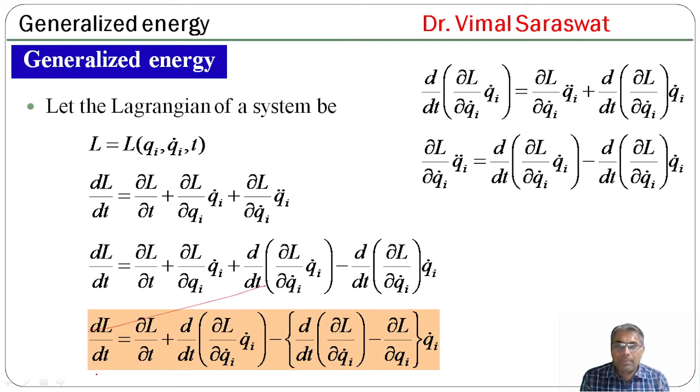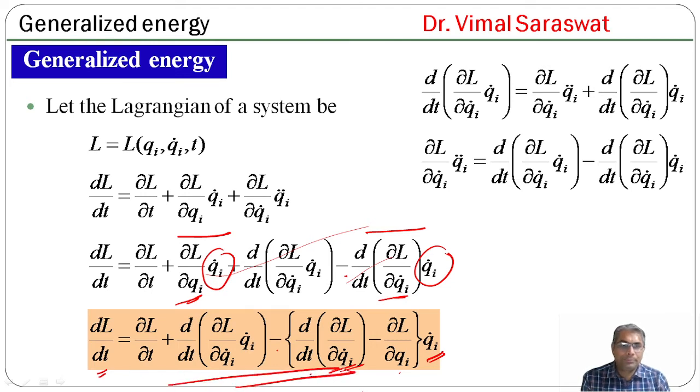Now this will be dL/dt is equal to ∂L/∂t as it is, plus d/dt of ∂L/∂q̇i into q̇i as it is. Now we take these two terms together and take q̇i common with a negative sign. Then this will be minus d/dt of ∂L/∂q̇i, which is here, minus ∂L/∂qi, which is here, and q̇i is our common, so dL/dt will be this term.